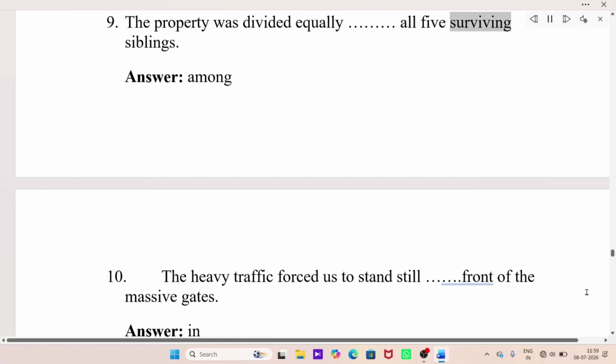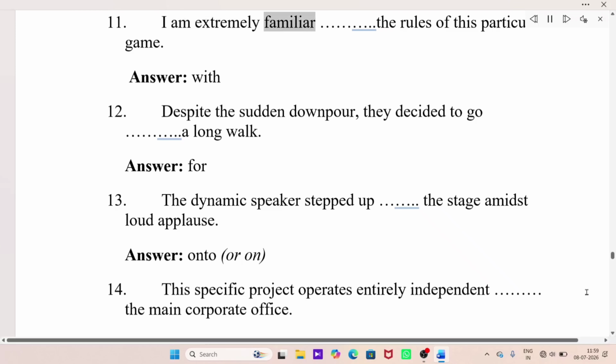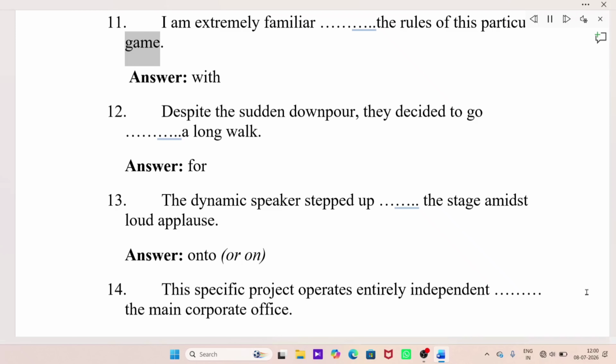___ all 5 surviving siblings. Answer: among. The heavy traffic forced us to stand still ___ front of the massive gates. Answer: in. I am extremely familiar ___ the rules of this particular game. Answer: with.